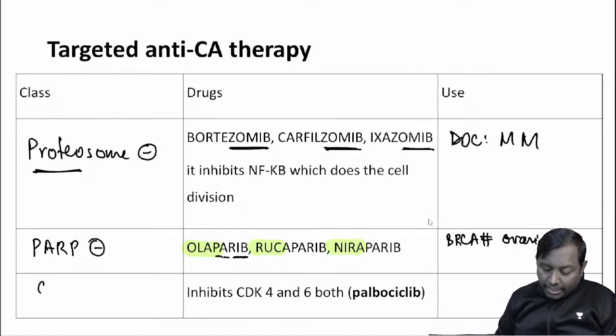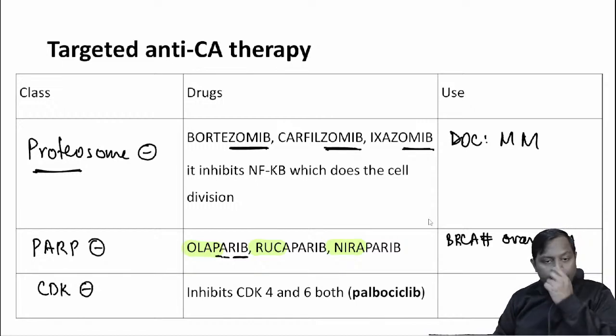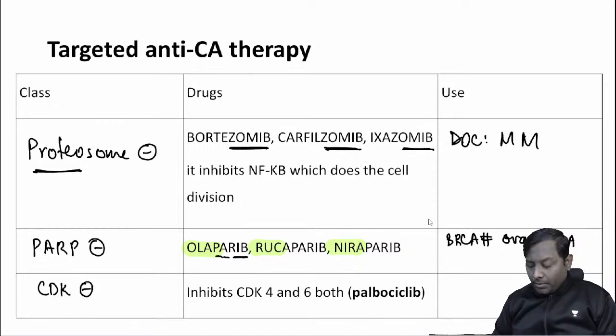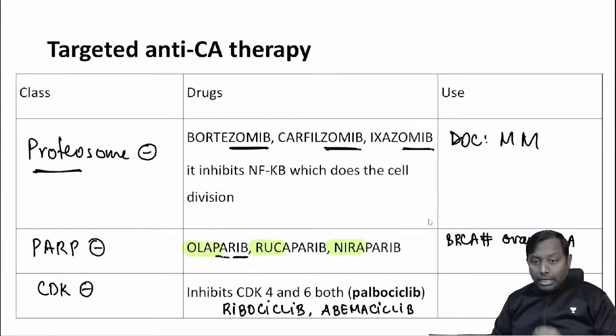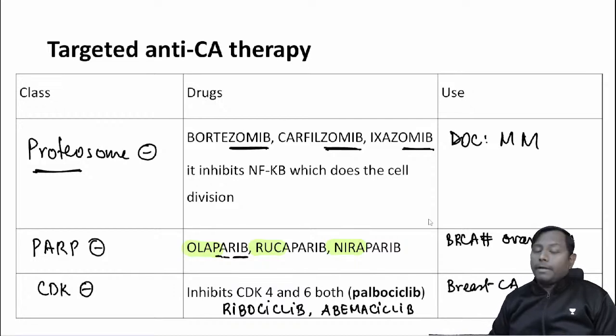Then we have certain cyclin dependent kinase inhibitors, that is inhibiting cyclin dependent kinase 4 and 6. Palbociclib, ribociclib, abemaciclib. नाम में है cyclib. Palbociclib, ribociclib, abemaciclib. These are the cyclin dependent kinase inhibitors, mainly utilized in a patient with breast cancer. ठीक है, breast cancer. Okay.